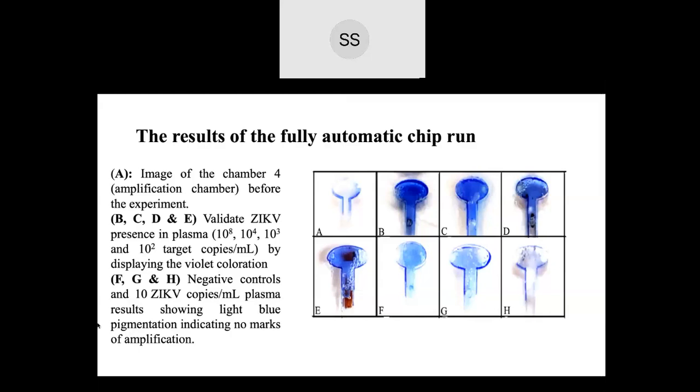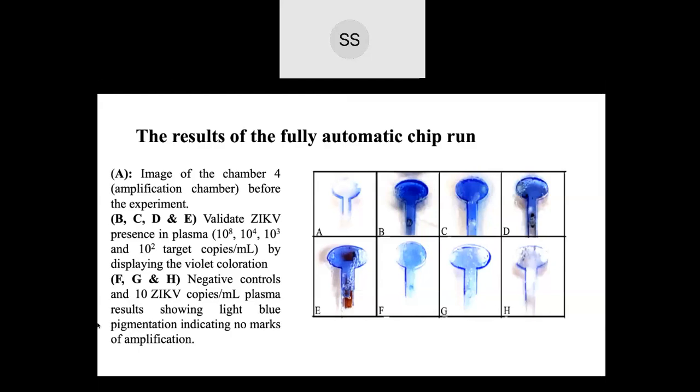B, C, D, E are the endpoint results of the chip when the plasma with a different concentration of Zika target was introduced to the introduction chamber, and F, G, H are the negative control and 10 Zika copies per mil. Talking about F and G, these are the negative controls where an unspiked plasma is run and no color change was observed. In G, an HIV target was introduced in the plasma, and again we do not see a color change.